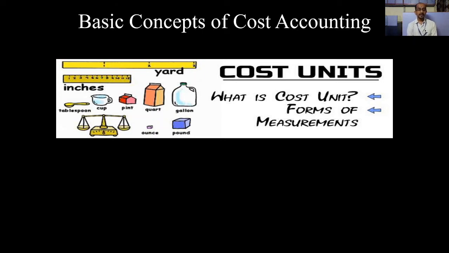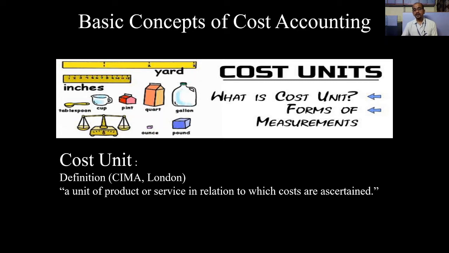But when you go to purchase gold, you cannot say tell me the rate of 1 kg gold. There the measurements are done in different forms, that is per gram, or per 10 gram. The rate is generally given per 10 gram. So this is nothing but the cost unit, where you measure the things. The definition is given by CIMA: a unit of product or service in relation to which costs are ascertained. So it may be a product or it may be a service.